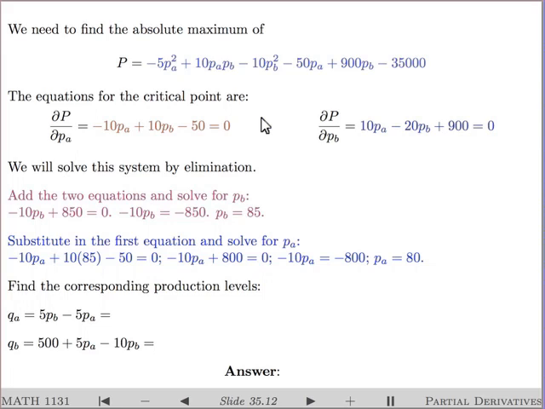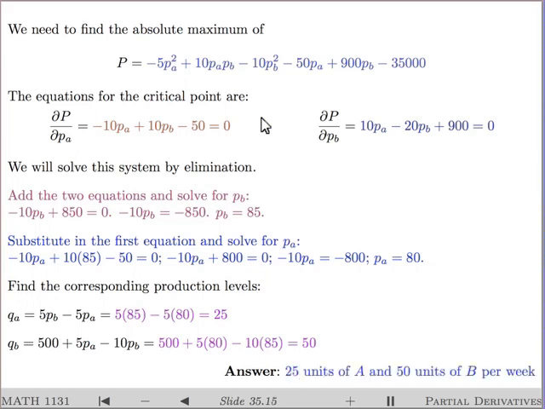The problem asked for the production levels, so we find the quantities. We're plugging in 80 for PA, 85 for PB, in our demand equations. QA equals 5 PB minus 5 PA, and QB is 500 plus 5 PA minus 10 PB. These give the quantities as 25 and 50. So that many units per week in terms of the units given originally.